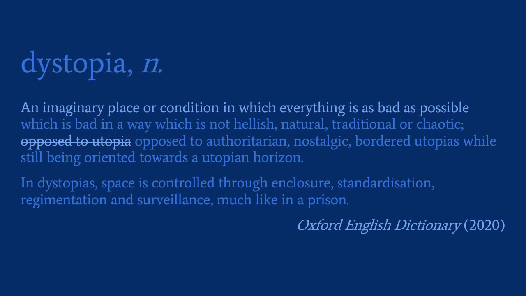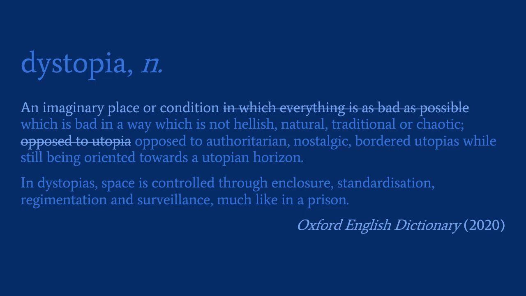This now reads: A dystopia is an imaginary place or condition which is bad in a way which is not hellish, natural, traditional, or chaotic, opposed to authoritarian, nostalgic, bordered utopias, while still being oriented towards a utopian horizon. In dystopias, space is controlled through enclosure, standardization, regimentation, and surveillance, much like in a prison.